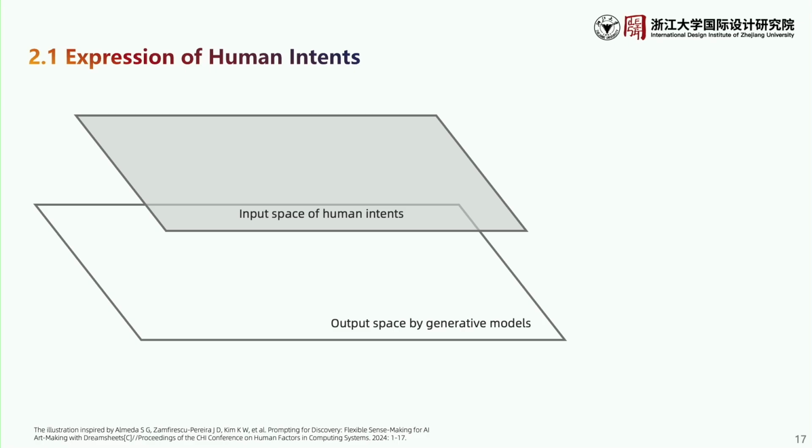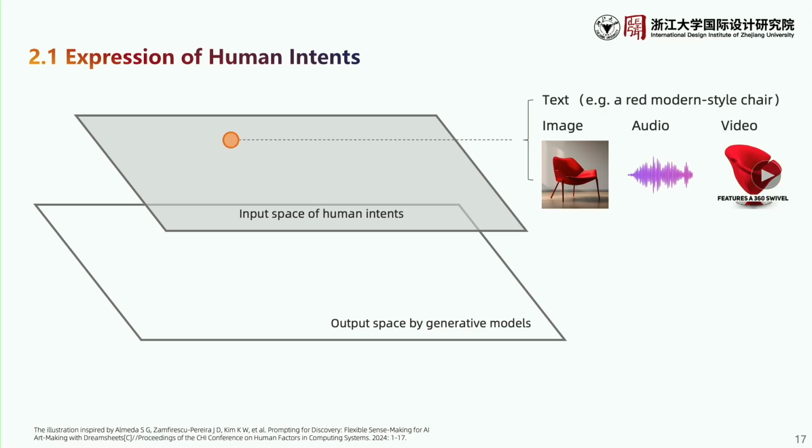Let's assume the upper space is the human intent. So how can we tell things to AI? Generally, we always use text, or image, or audio, or video to tell the AI what we want. For example, I want a red, modern style chair.